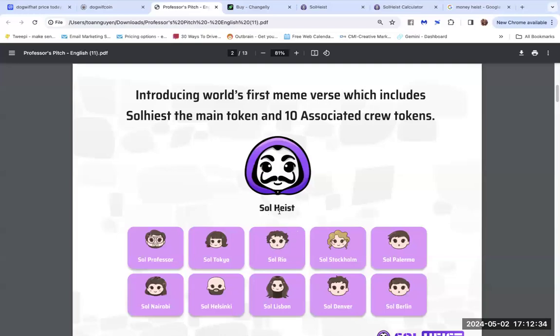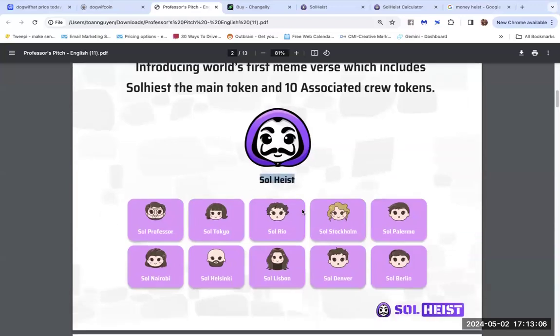Now, if you don't know the whole story, it's about a guy named the Professor that puts together a mastermind group of people that said, hey, you know what? We're going to go and take back what's ours. And basically, this group of people end up changing their names and decide to pull the biggest heist in history. Now, again, this is all fictional. It's all fun and stuff like that. But I love these characters, right? You got Professor, you got Tokyo, you got Rio, Stockholm, and then the rest of the gang on here. But again, for today, we're just going to talk about Solheist.